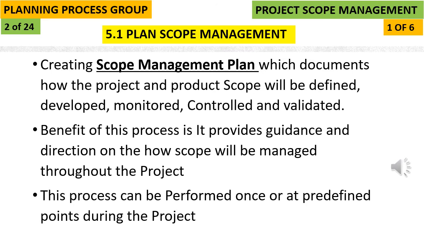This process is focused on creating the scope management plan, which documents how the project and product scope will be defined, how the scope will be developed, how the scope will be monitored, how the scope will be controlled, and how the project or the product scope is validated. So this document, the scope management plan, will be capturing all this information, and this will be the output of this process, Plan Scope Management.